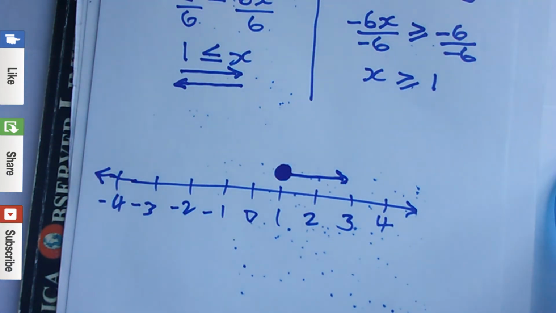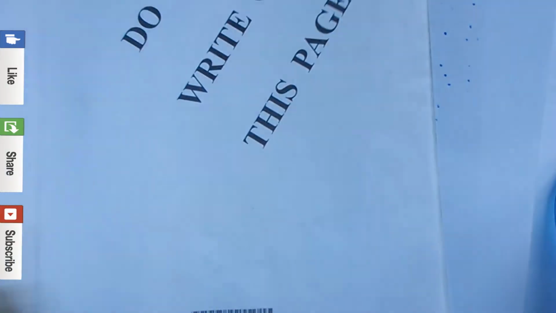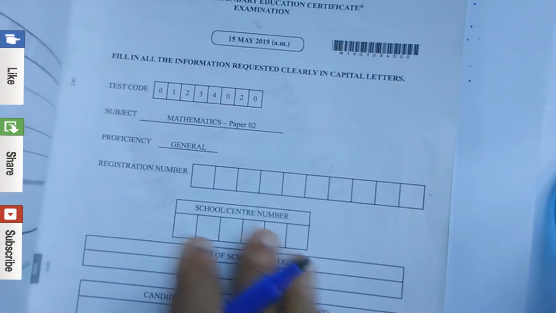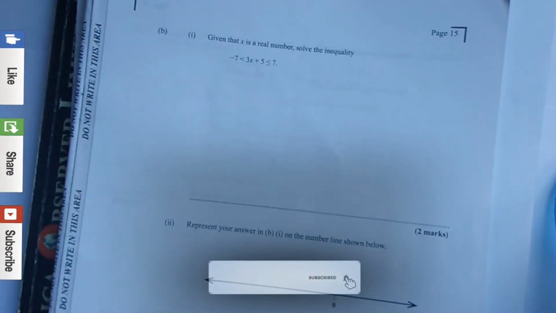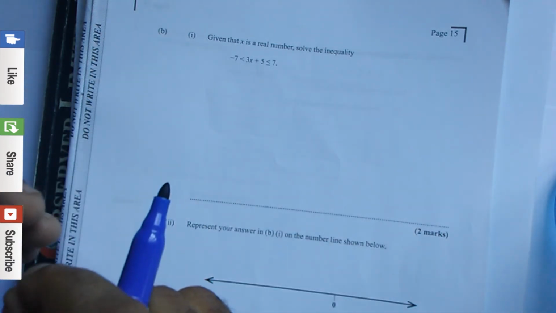So remember, you can always pause the video and attempt the question. So I'm going to be looking at a few more questions. This one is the mere 2019 inequality question. So remember, you can pause the video, try the question, then check to see if your answer is correct. So I'm going to look at this one.